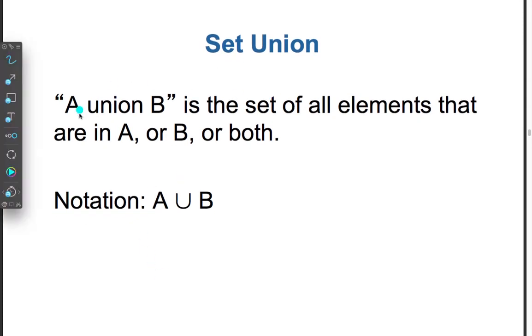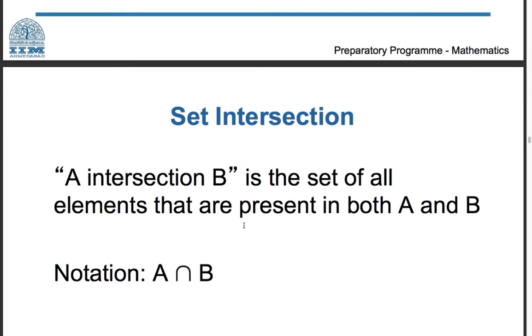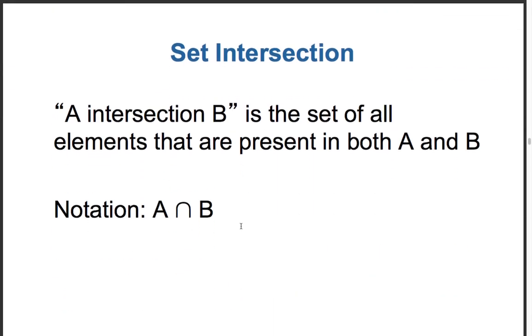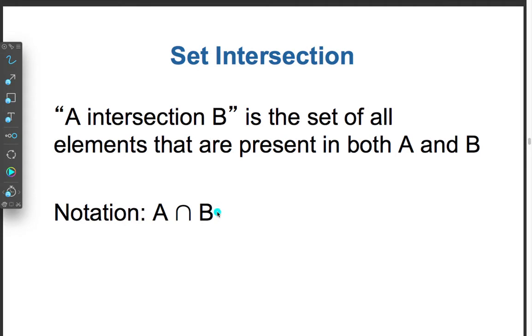Set union. A union B is the set of all elements that are in A or B or both. Notation: A ∪ B. Intersection. A intersection B is the set of all elements that are present in both A and B. Notation: A ∩ B.